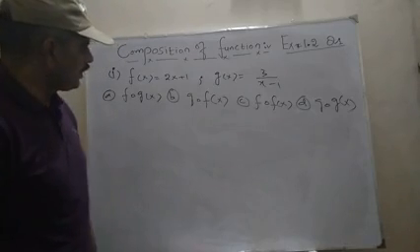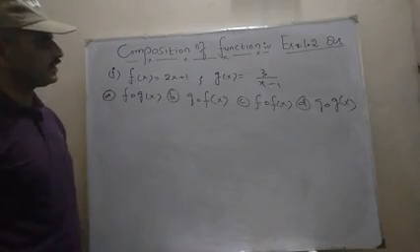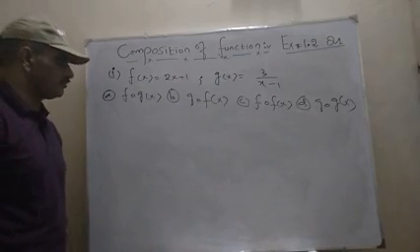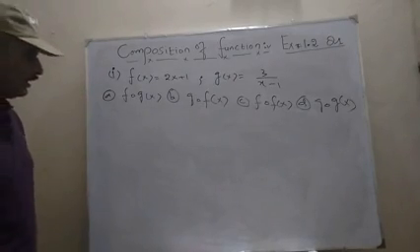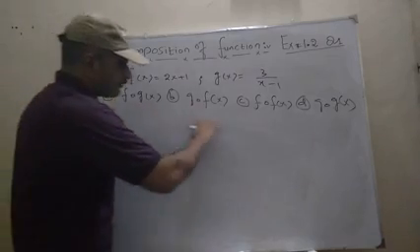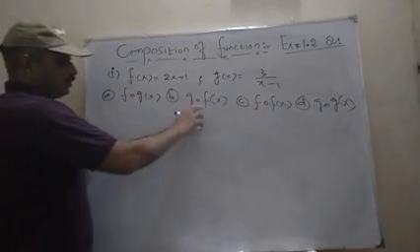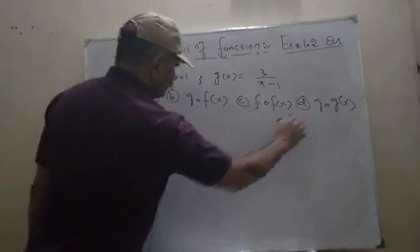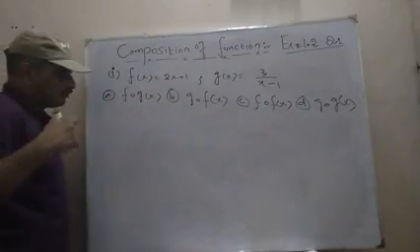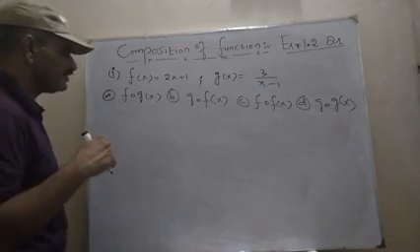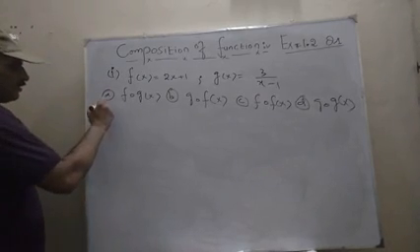Dear student, now we discuss a few questions from exercise 1.2, question number 1, part 1. Here you have to find these four things: f of g, g of f, f of f, and g of g. One by one we are going to calculate all these results, and let us solve the first part.